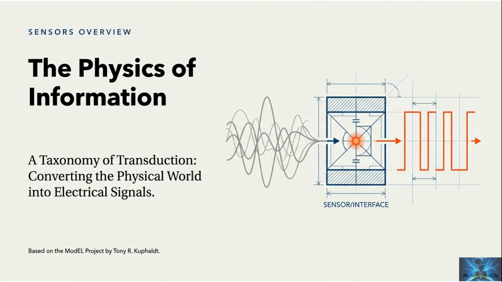Today we're doing sensors, but not as a shopping catalog. We're treating sensors as physics, devices that convert a physical variable into an electrical signal. That's the core job. Turn the real world into information the control system can use. By the end, you'll have a simple decision tree to classify almost any sensor you run into.